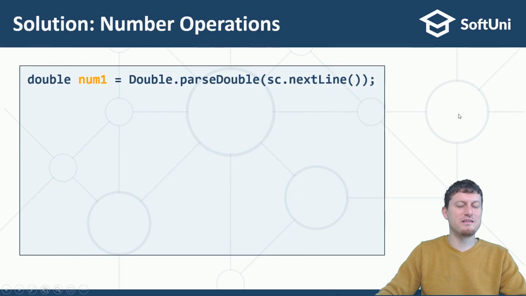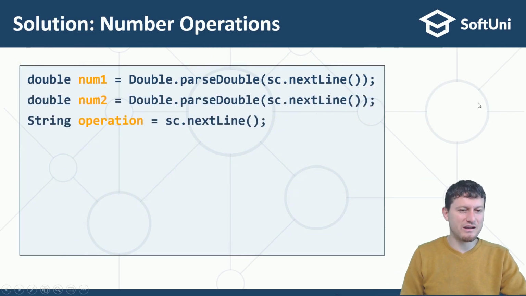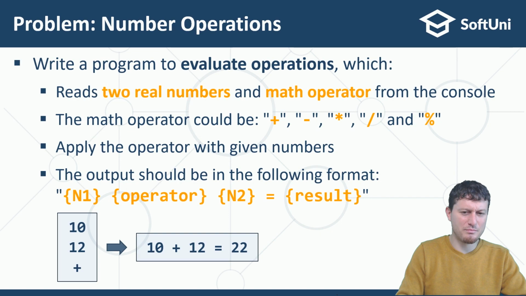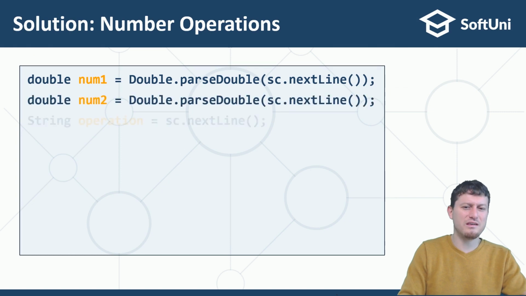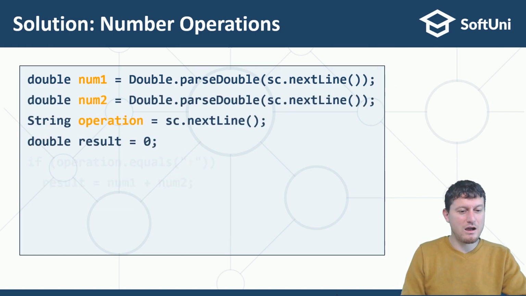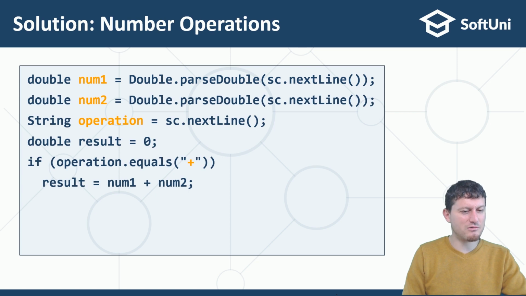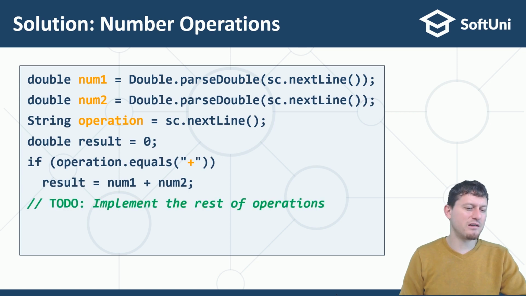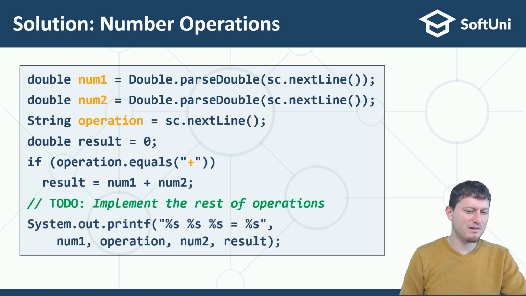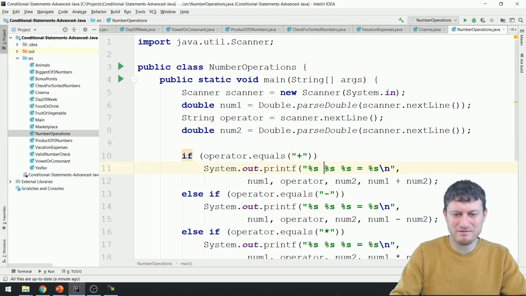So let's go ahead with the solution I had in mind before the start of the... Oh, but the operation is last. 10, 12, 10 plus is last. Okay, we can change the order. Here, if we have plus, we calculate the result. If we have minus, we calculate the result, etc. And finally, we print number 1, operation, number 2, result. This works even better, because we have only one plus.